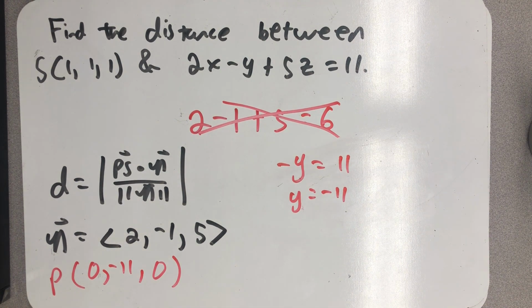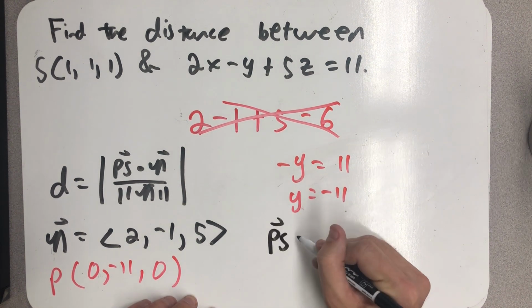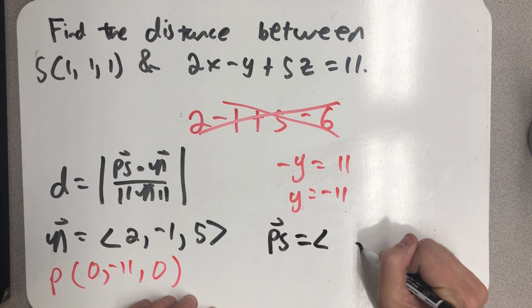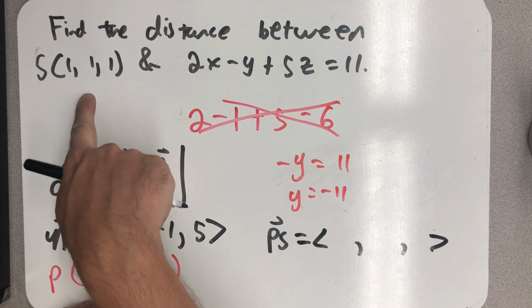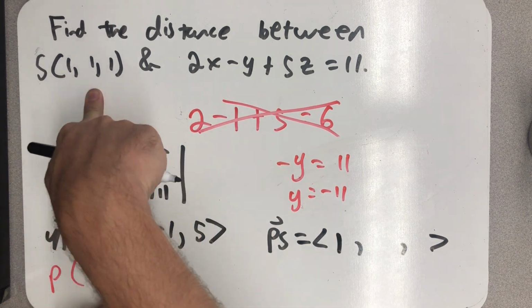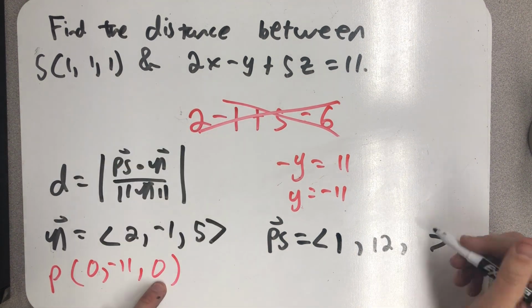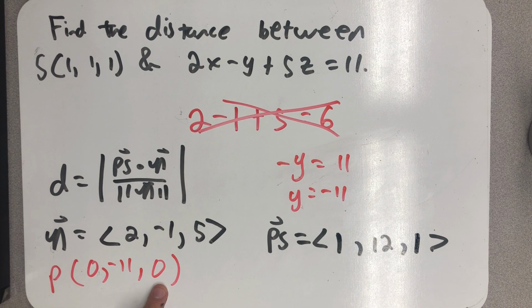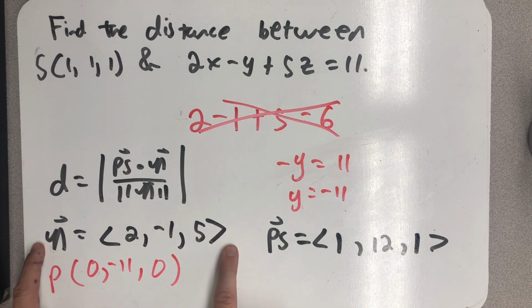All right, so now I need to find the vector PS. Here's P, here's S. 1 minus 0 is 1. 1 minus negative 11 is 12. 1 minus 0 is 1. I found my vector. Now I need to do a dot product, and then I'll need to know the magnitude of this vector.